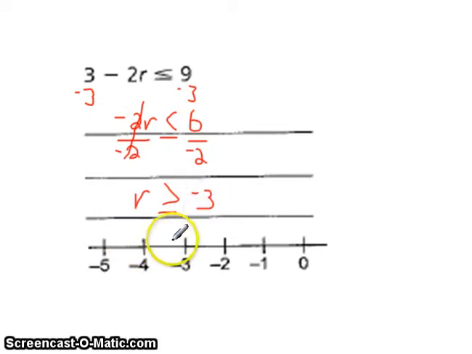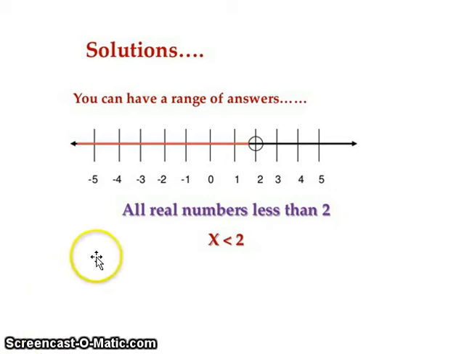Okay, now if we were to plot that, we put our dot in here, and it's going to be shaded in because this means equal to. Okay, and I'll review that in just a minute. And it's greater than negative 3, so we would draw our line like that. Okay, and just to do a quick review of plotting on a number line. So you can have a range of answers.